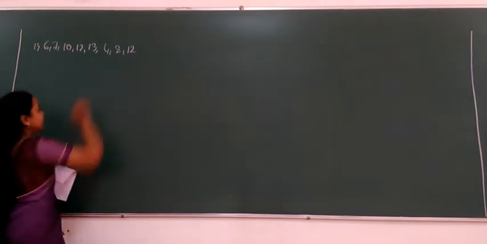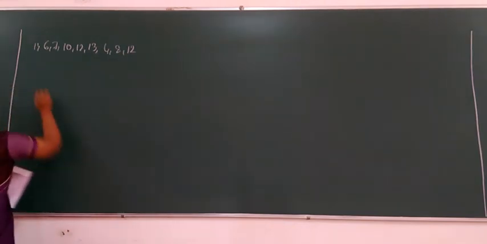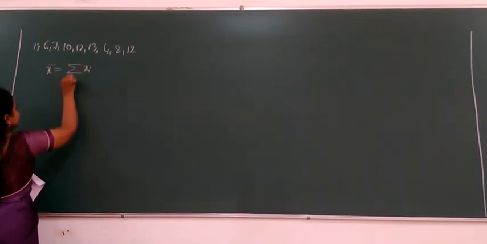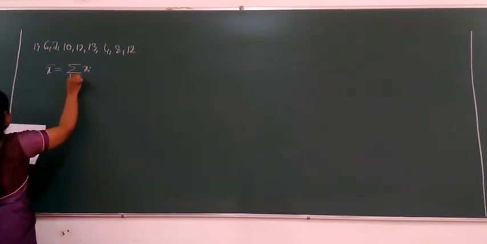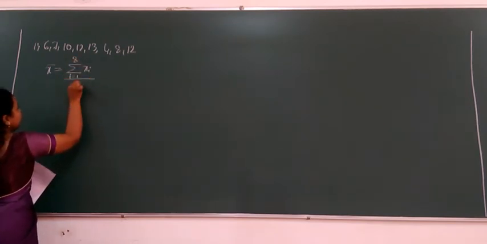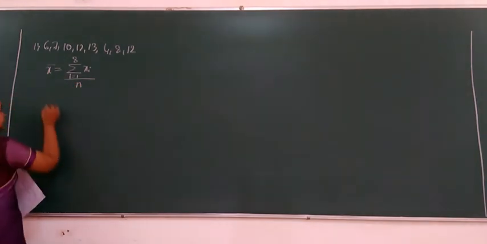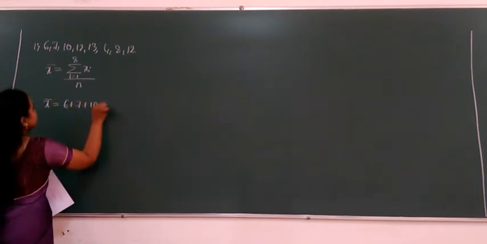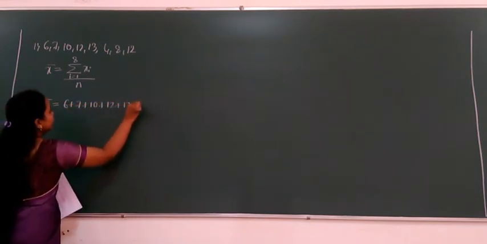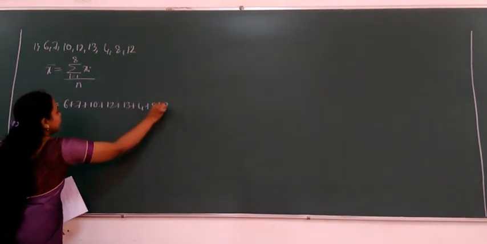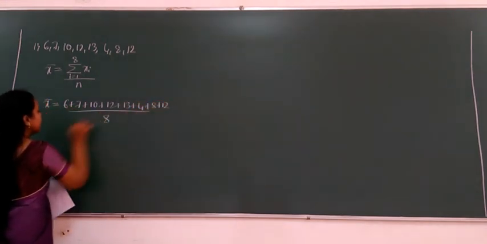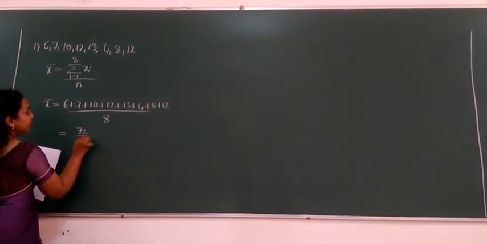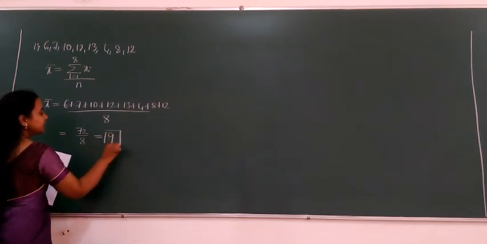Which kind of data is this? It is ungrouped data. So what is the mean formula for ungrouped data? The sum of all the observations, where i goes from 1 to 8, divided by the total number of observations. So we need to add all these: 6, 7, 10, 12, 13, 4, 8, 12, divided by the total number of observations, which is 8. The total sum comes to 72, divided by 8. So our mean is 9.